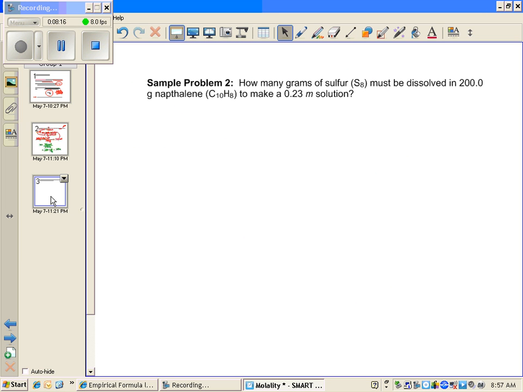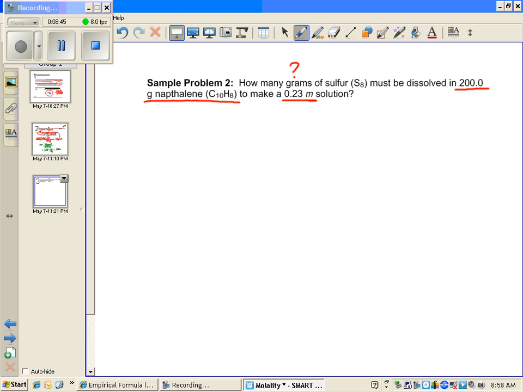All right. So here's example number 2. When we look at this one, we have how many grams? So we're looking for grams of sulfur dissolved in 200 grams of naphthalene. There's the formula for that. And I want to make this much of a molal solution. Now, this is different from the problem before because this time I'm giving you molality, and I want you to find the grams of the solute.